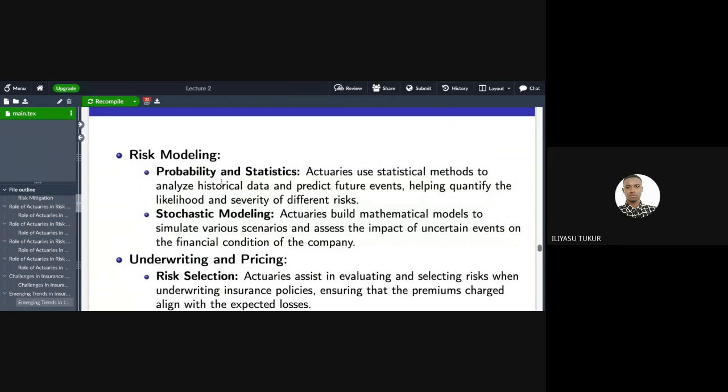Risk modeling. This is mostly what they do. Probability and statistics: they use statistical methods to analyze historical data and predict future events, helping to quantify the likelihood and severity of different risks. Stochastic modeling is a kind of mathematical modeling that requires a lot of data and considers different variables.